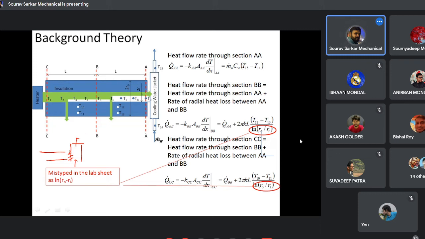What is the assumption? The assumption is that the cooling water jacket is perfectly insulated. Otherwise, whenever the heat is being supplied, some heat may be lost into the environment. Is that right?